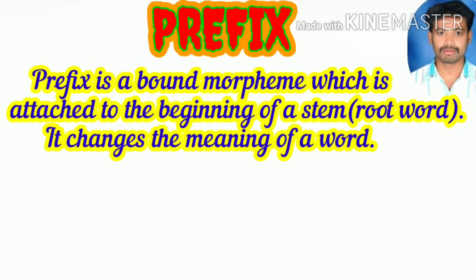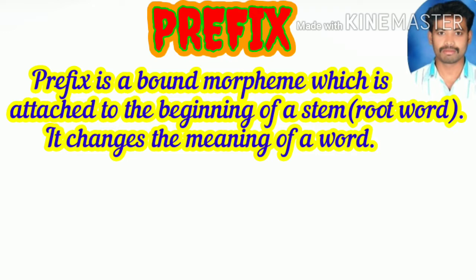Okay, and then which is attached to the beginning of a stem. So it means we are going to add for arrangement. So that is rearrangement. Re is there, so that is the beginning of the stem. We want to add re, and then unemployment, we want to add un. So that is called a prefix, and it changes the meaning of a word.